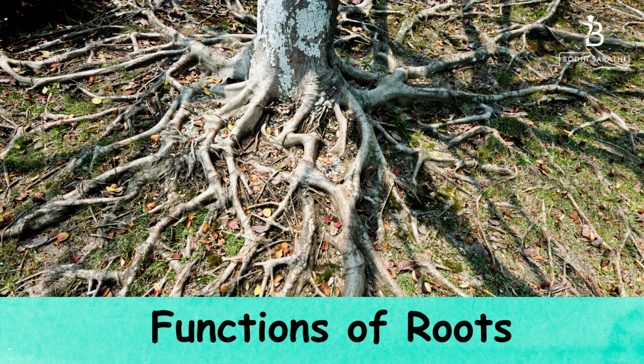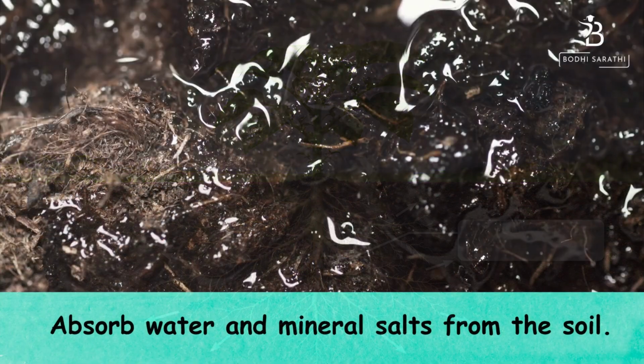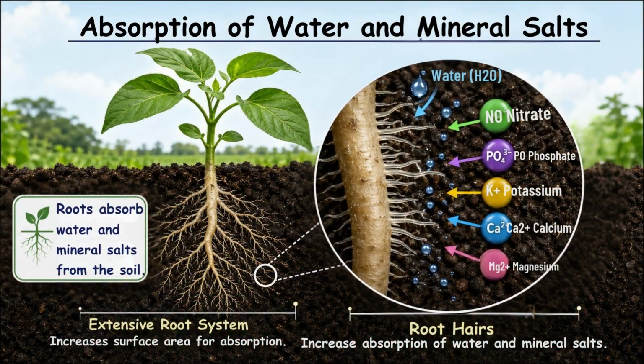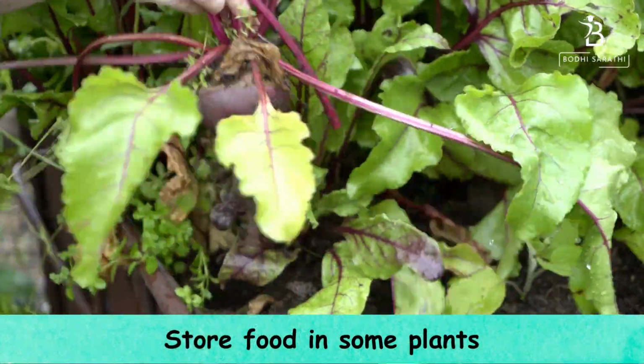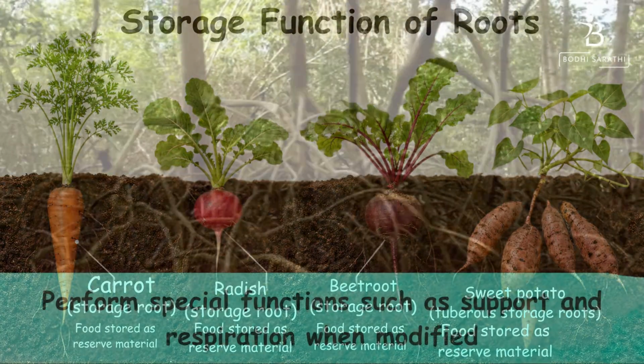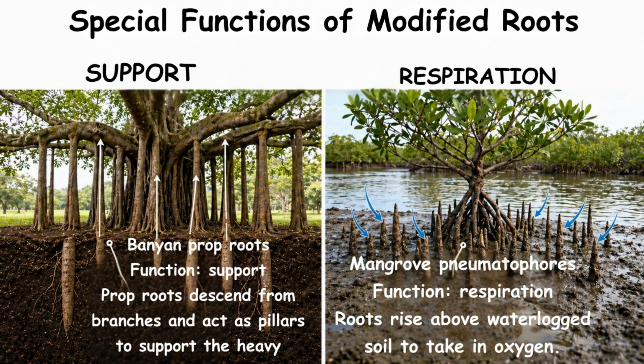Functions of roots. Anchor the plant firmly in the soil. Absorb water and mineral salts from the soil. Conduct absorbed substances to the shoot. Store food in some plants. Perform special functions such as support and respiration when modified.